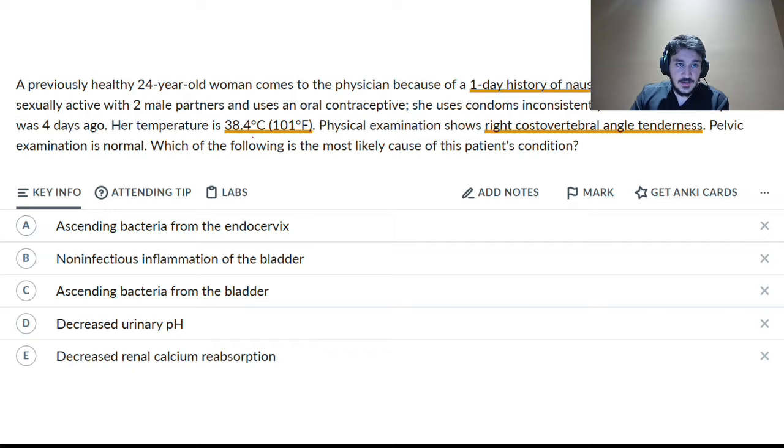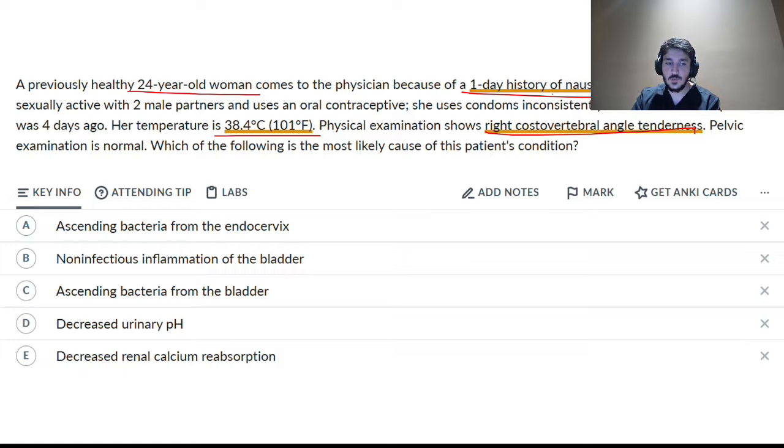Okay, I think this is the last or second to last AMBOSS question. 24-year-old woman, nausea and weakness, high fever, costovertebral angle tenderness, which is flank pain. I forgot to mention in the lecture, costovertebral angle tenderness equals flank pain. They're the exact same thing. If you have that and you have fever, which of the following is the likely cause of this patient's condition?